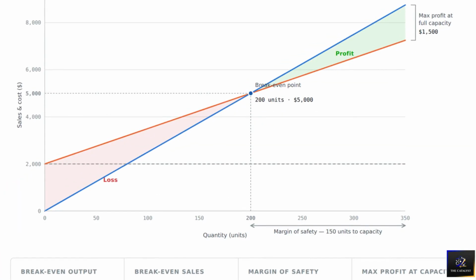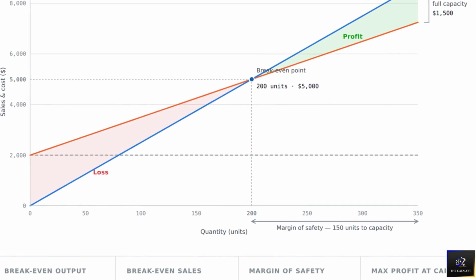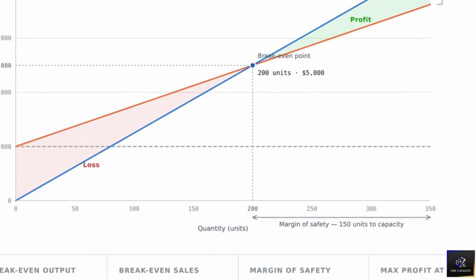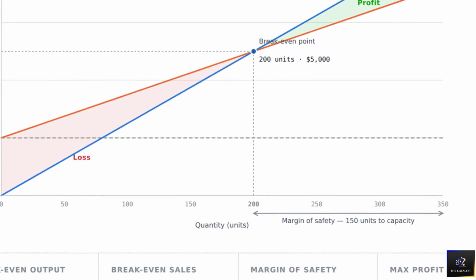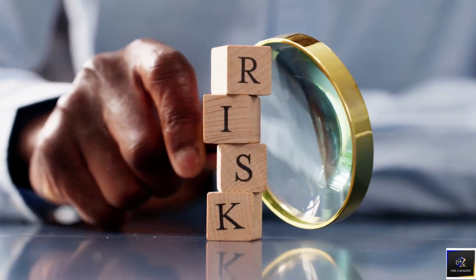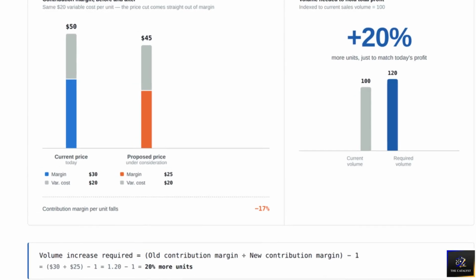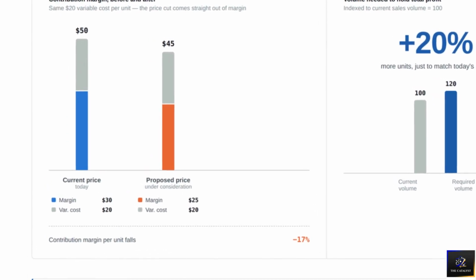The gap between the actual sales volume and the break-even point is the margin of safety, the buffer that protects the business against a revenue decline before it enters loss territory. Break-even analysis has four primary strategic applications. Pricing decisions. The break-even formula makes explicit the relationship between price, cost, and volume.